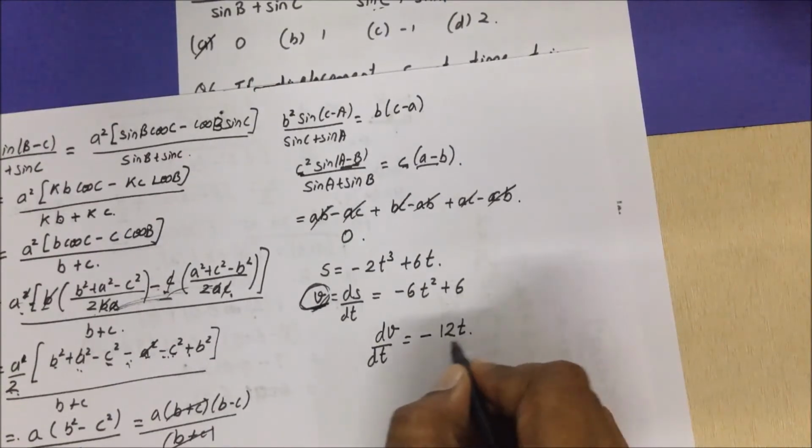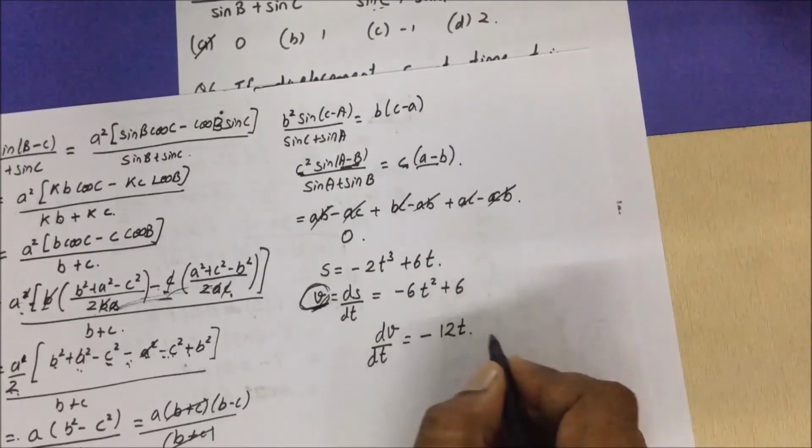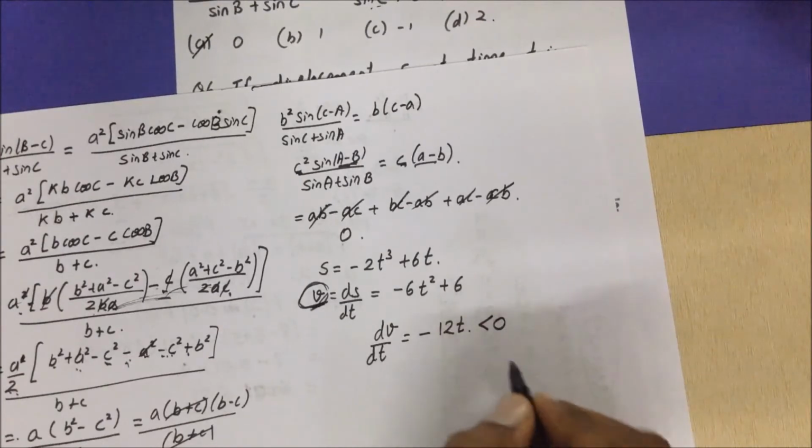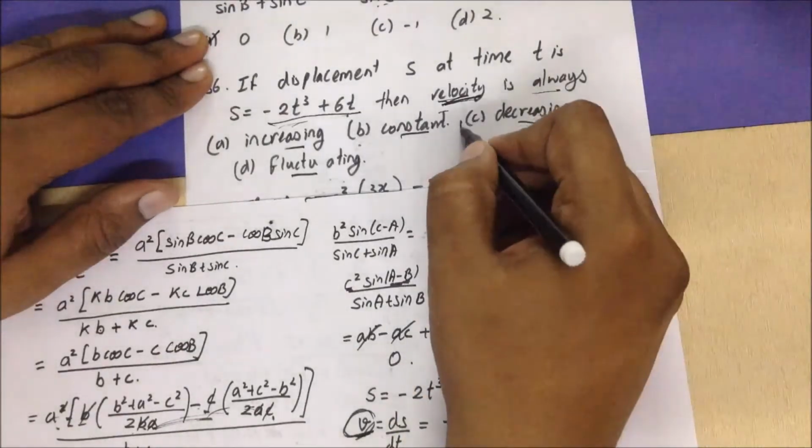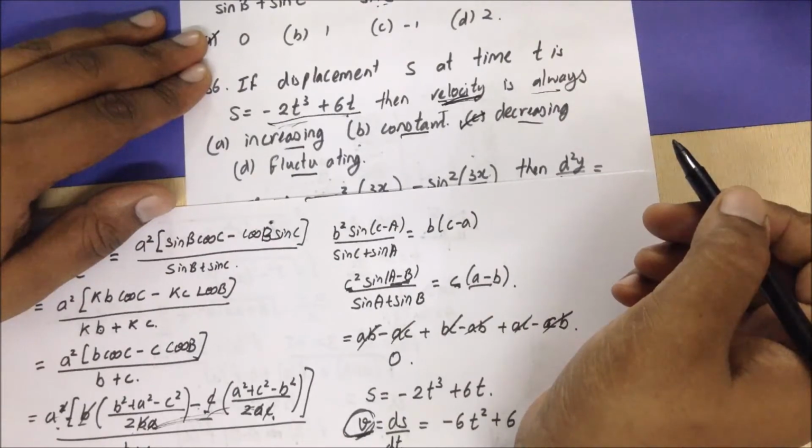So since you can see for any time which is greater than 0, this particular value is going to be less than 0. Since it is going to be less than 0, that means my velocity is going to be a decreasing function. So that is why your option should be C.